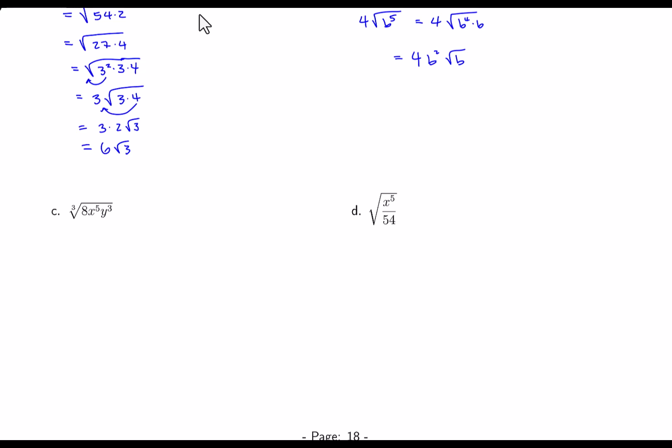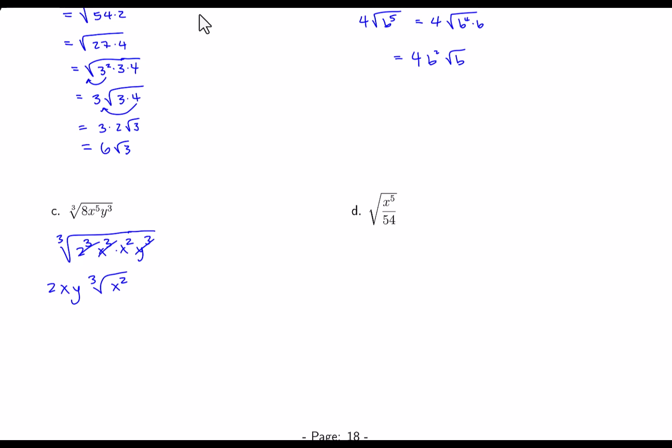If you're dealing with cubes, you just need to pull out 3 factors at a time. So for instance, I could rewrite the stuff underneath here. 8 is the same thing as 2 cubed. X to the 5th could be written as x cubed times x squared, and then I have y cubed. All right, so 2 cubed, that's a perfect cube. I'm looking for perfect cubes. It comes out as just 2. X cubed comes out just as x. And then the y cubed comes out as just y. But those all come out, but I still have this x squared underneath the radical. I have to leave it. I can't pull it out.